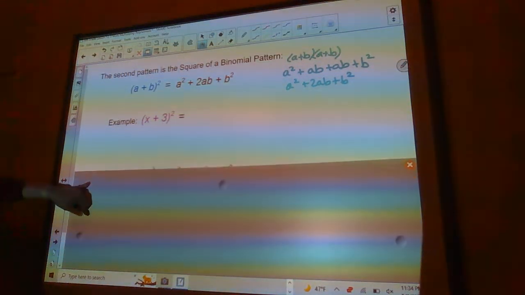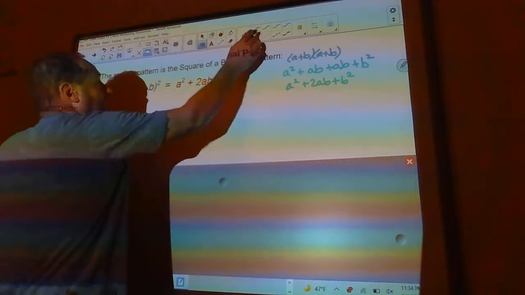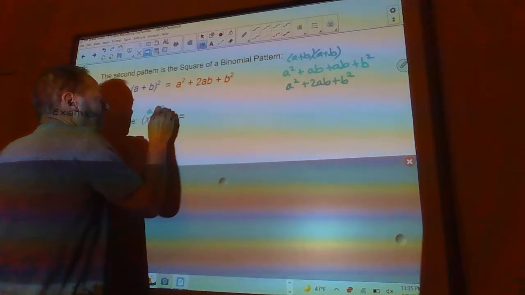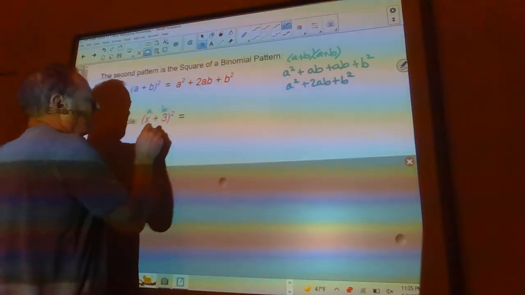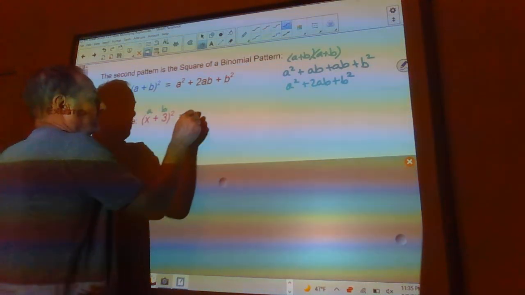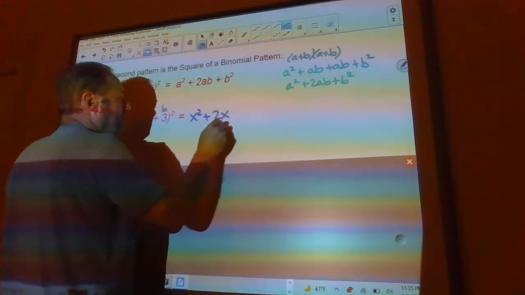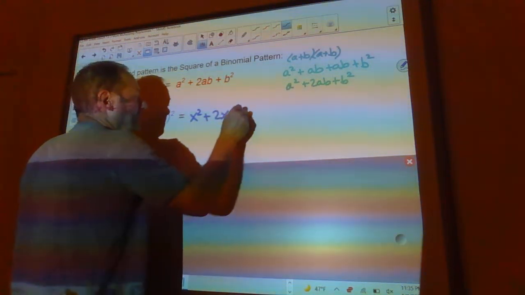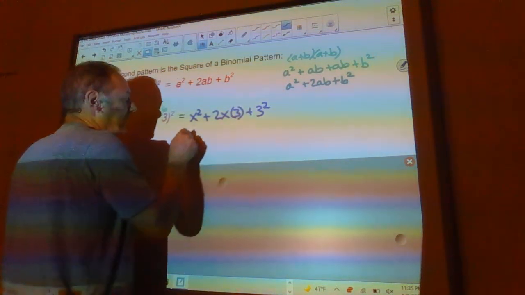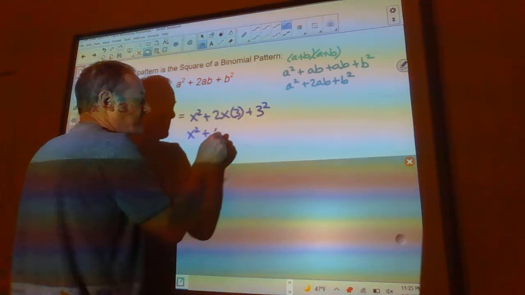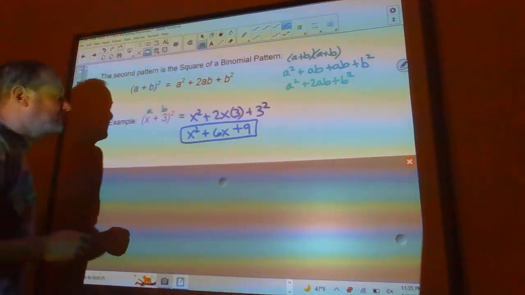So here I've got x plus 3 squared. So I could say, well, let me see. Here is my a and here is my b. And so this is going to be a squared, so that would be x squared, plus 2 times a, which is x, times b, which is 3, plus b squared, so that would be 3 squared. So this would be x squared plus 3 times 2 is 6x plus 9. So there's my answer.